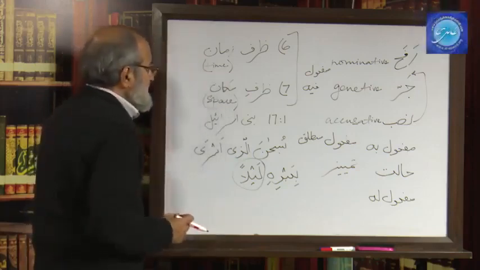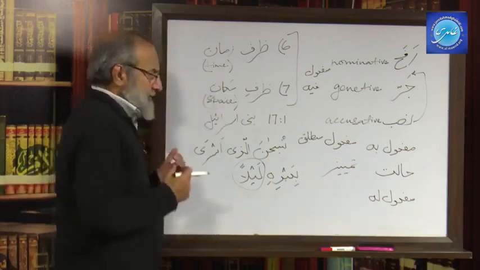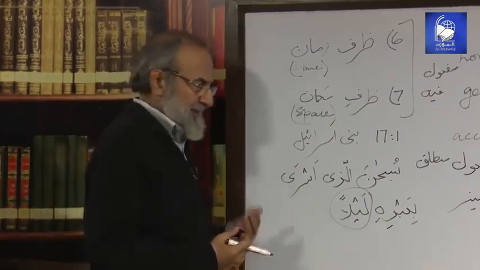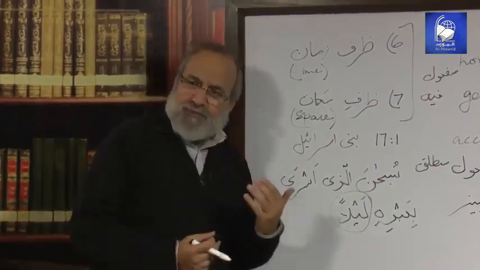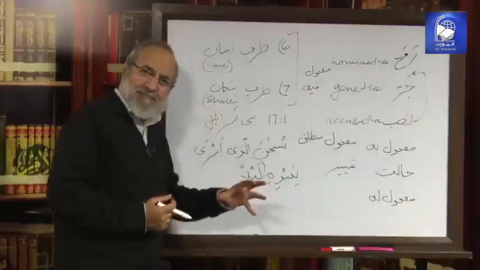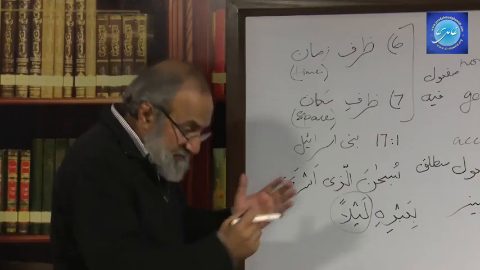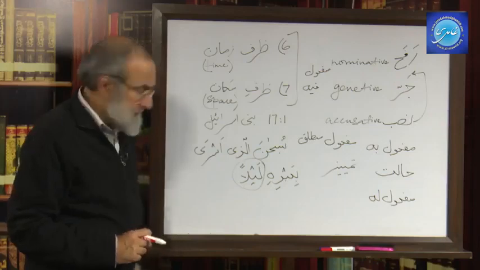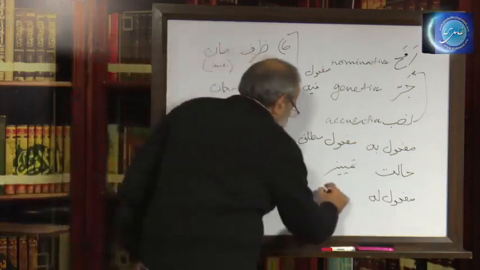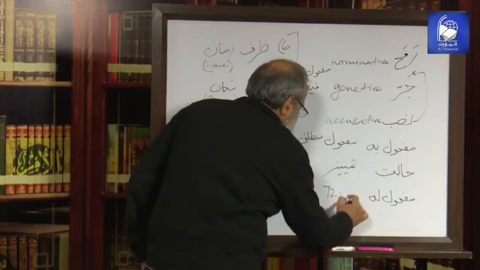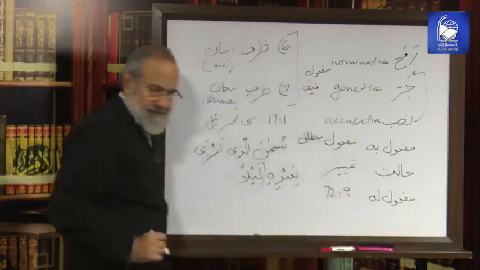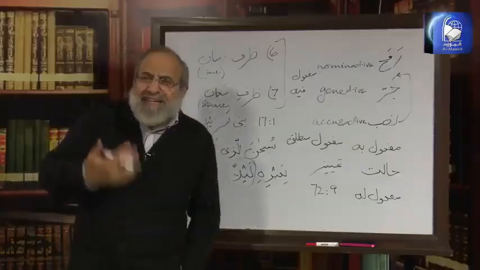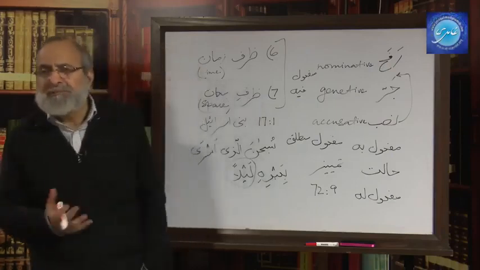Zarf makan is again a noun which appears in a sentence to convey the meaning that a certain act, verb, took place at a certain place, at a certain space. I'll just give you an example from the Quran. In Surah Jinn, 72nd chapter, verse 9, the Almighty has mentioned the dialogue of jinns with each other.